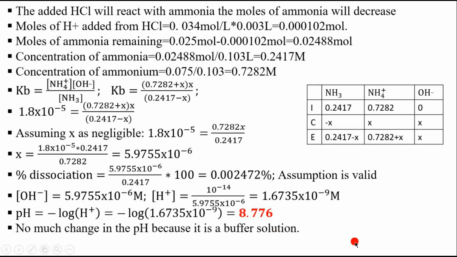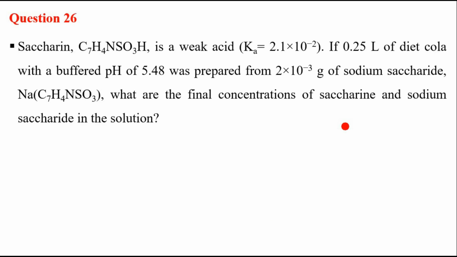So let's go to question 2.6. Question 2.6 says saccharin, C7H4NO3S, is a weak acid, so it has this Ka. If 0.25 liter of diet cola with a buffered pH of 5.48 was prepared from 2 times 10 power negative 6 grams of sodium saccharide, what are the final concentrations of saccharin and sodium saccharin in the solution?